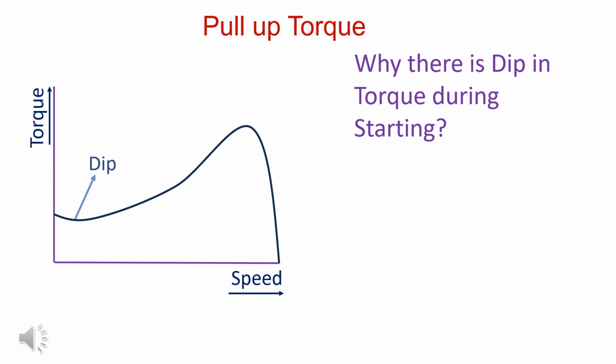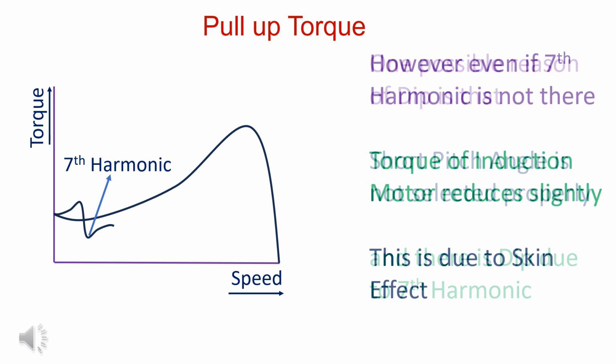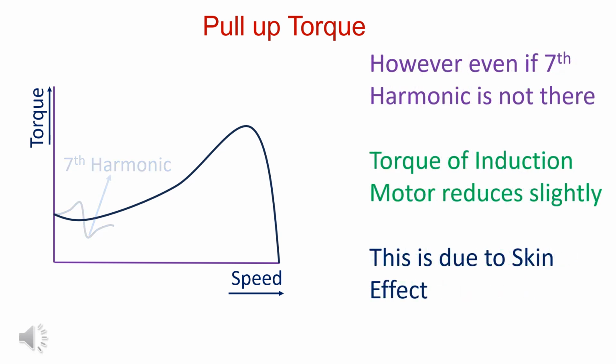Why is there a dip during starting in induction motor torque? One possible reason is the presence of seventh harmonic. Even if seventh harmonic is not present, still there is a dip in torque. It is due to skin effect.